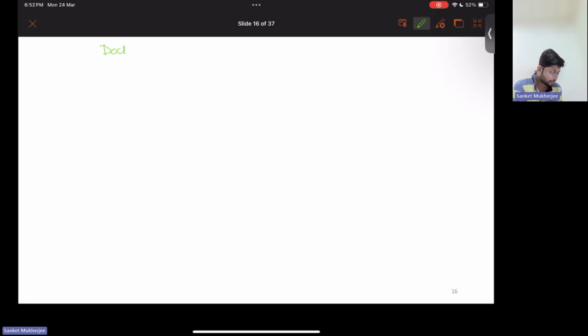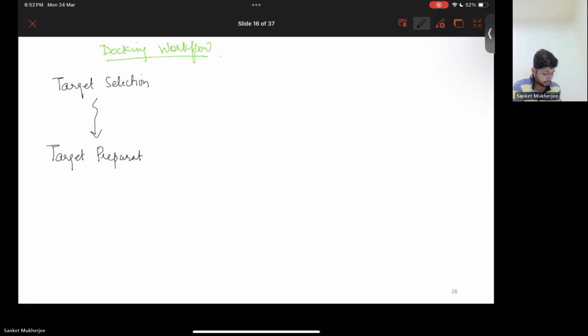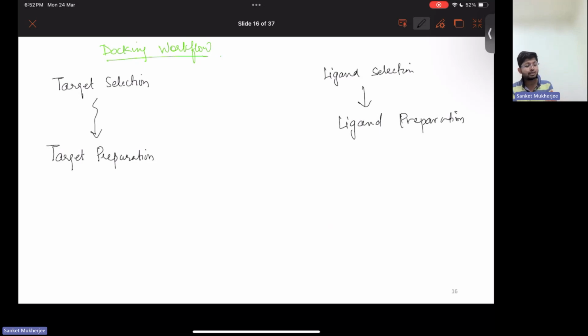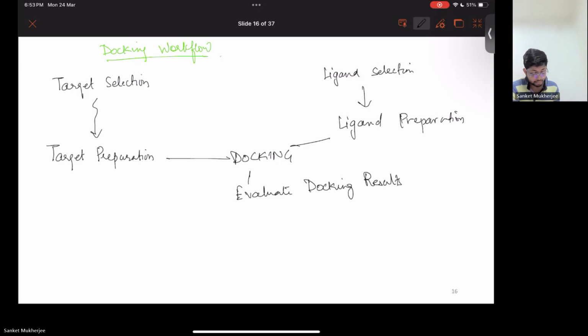If we look at the docking workflow, how will it look? So target selection, leading to target preparation. And ligand selection, then we will have ligand preparation. You need to prepare the ligands because usually ligands and proteins do not have hydrogens in them. You have to remove some water molecules, stuff like that. And then you perform the docking. And you have to evaluate the docking results. Okay.